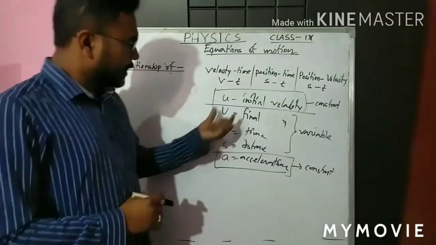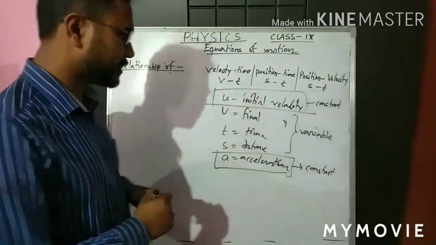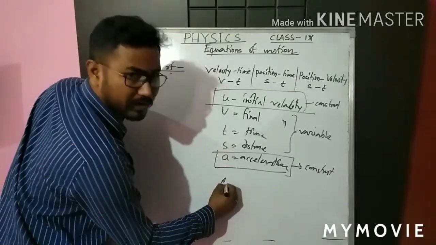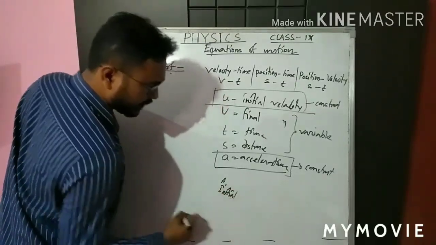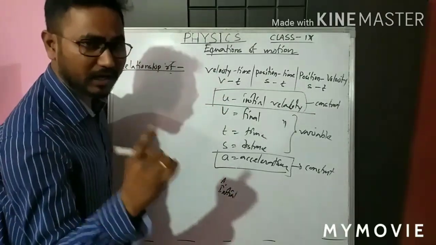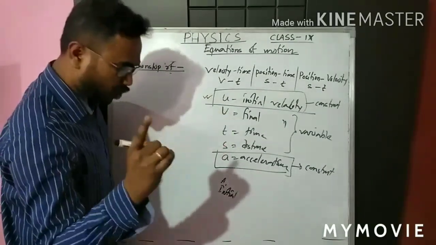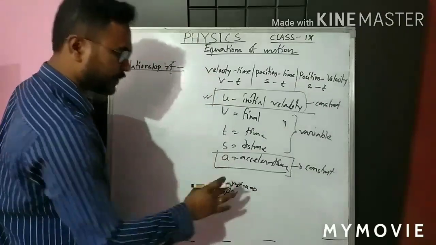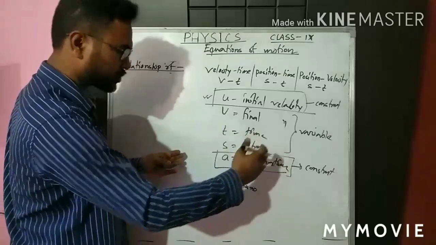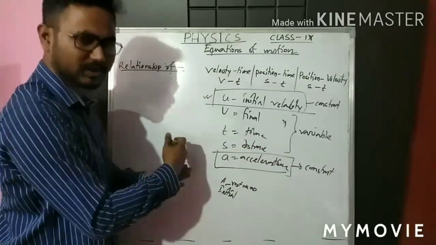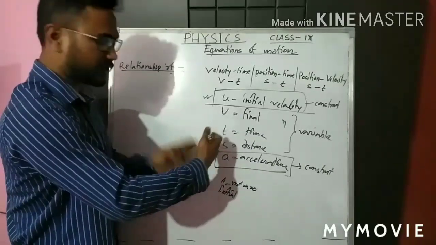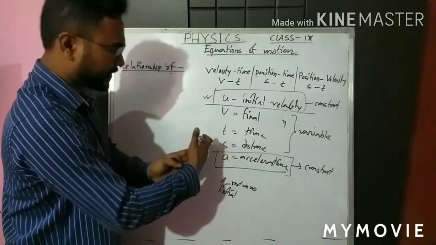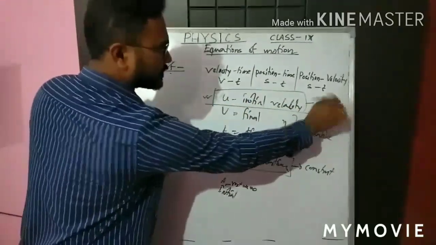Because what is U? U is initial velocity. That means if you are starting your journey from, suppose, point A, that will be your initial point. Now at the initial point, what will be your velocity? That is the initial velocity. If the object is starting from rest, the initial velocity will be 0. If during any motion you are considering any point where the object has some velocity, that velocity will be the initial velocity. So your initial velocity will always be fixed. That's why I'm telling you the initial velocity will be constant, right?